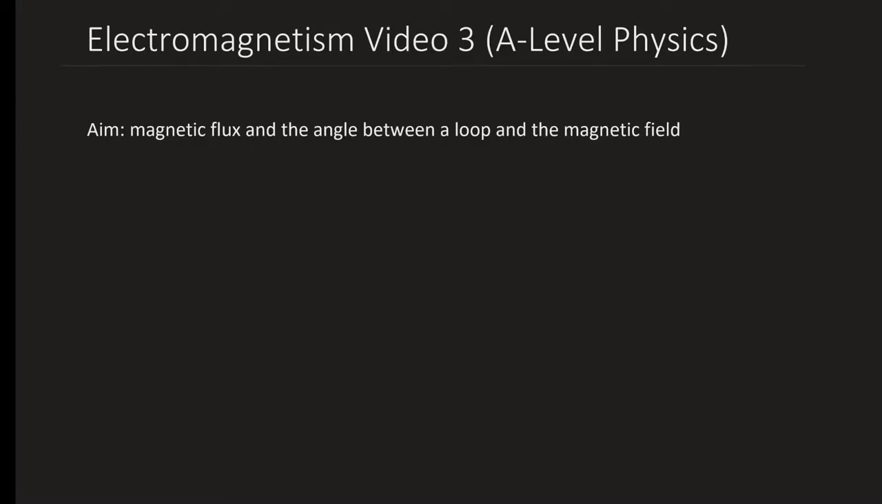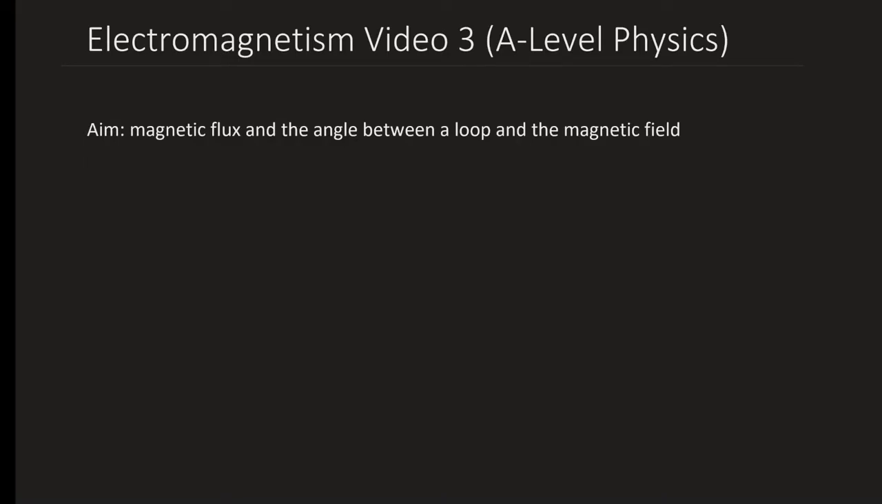This is the third electromagnetism video for A-level physics. The aim of this video is to consider magnetic flux when the angle between the magnetic field and the loop that it's passing through varies.